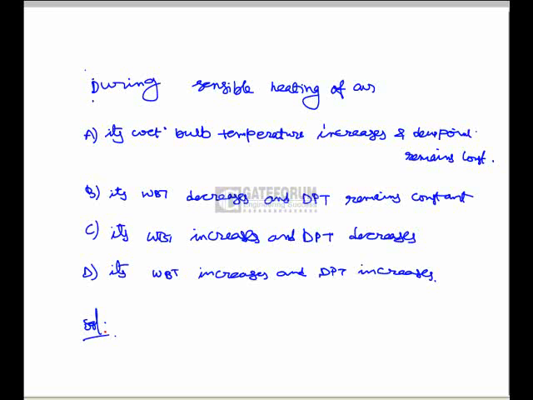Its wet bulb temperature increases and dew point remains constant. Its wet bulb temperature decreases and dew point remains constant. Its wet bulb temperature increases and dew point decreases. Its wet bulb temperature increases and dew point temperature also increases. Here it can be obtained by using psychrometric chart.